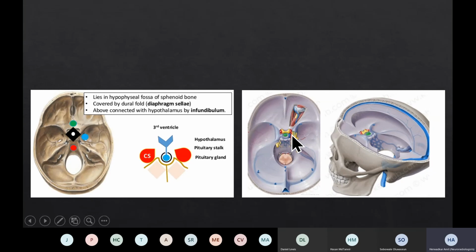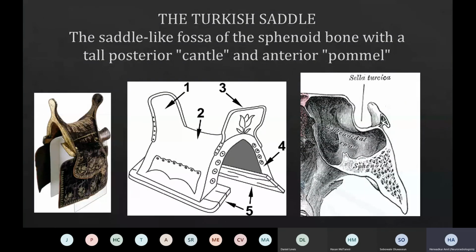So why sella turcica? When I looked it up, it was described as a Turkish saddle, not a European saddle, but a Turkish saddle, and it was different from the later European saddle in that it has this high backrest as well as this anterior pommel.